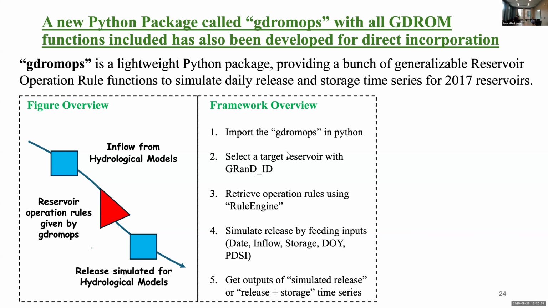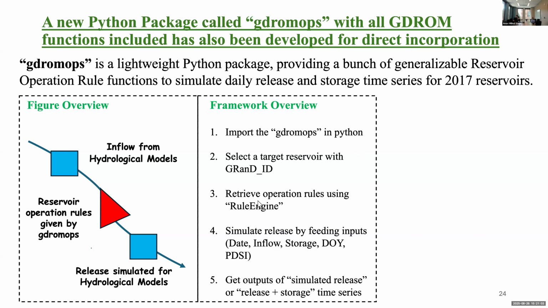We import GDROM ops, which is a package in Python, and we can pip install this package. And then, just like the previous slide, we have a GRanD ID that identifies each and every reservoir. So we provide the GRanD ID, and accordingly, the package will find the correct rules to use for the simulation. We call those rules using rule engine, which is a function in the package.